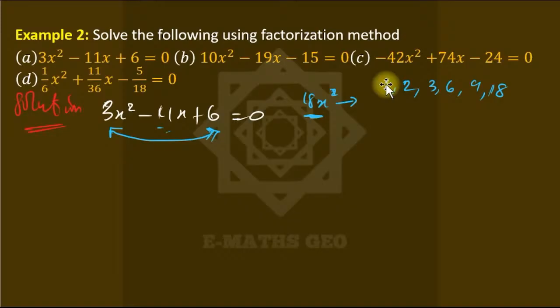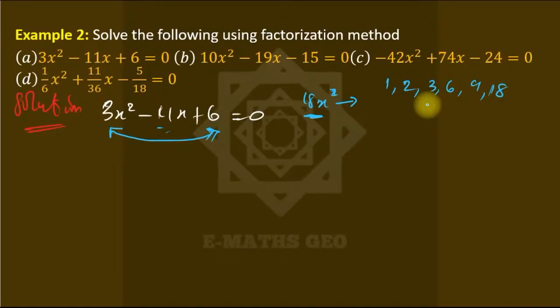Yes. So it's either minus x and minus 18x, or 1x and plus 18x. Because if you multiply the two, it gives you positive 18x squared. And if you add it, it will not give us minus 11x. So you now see the best to use here will be what?